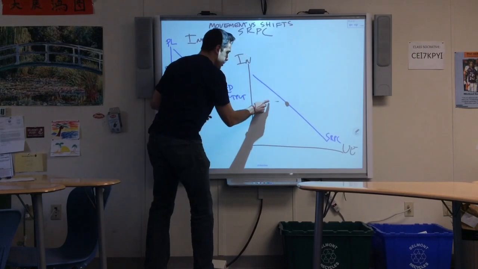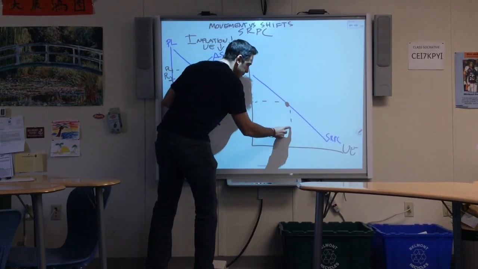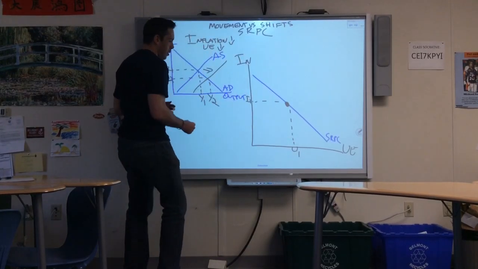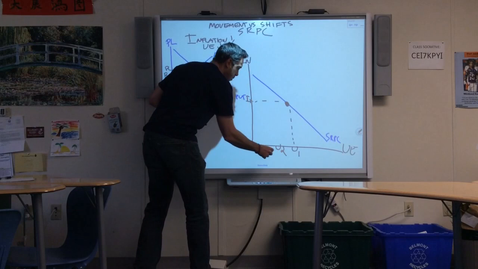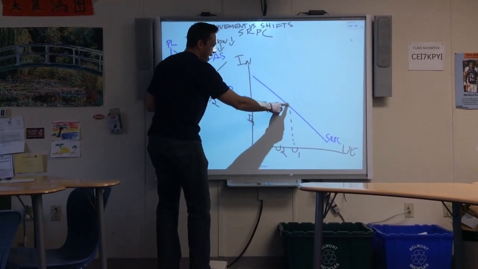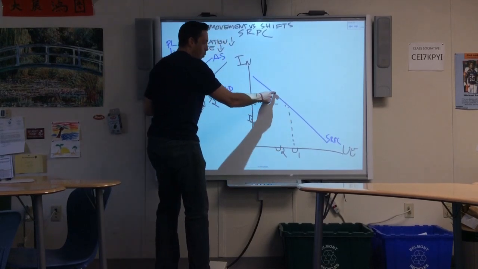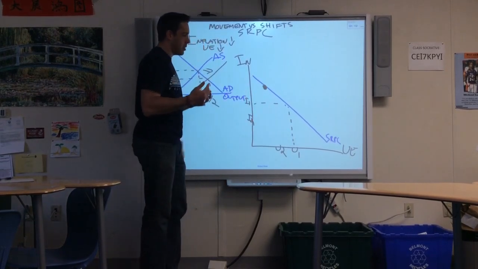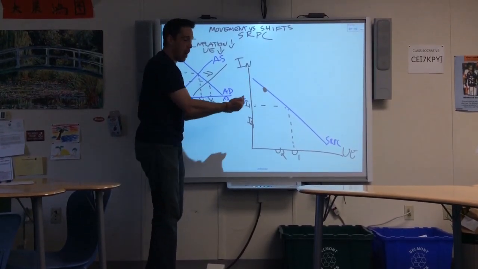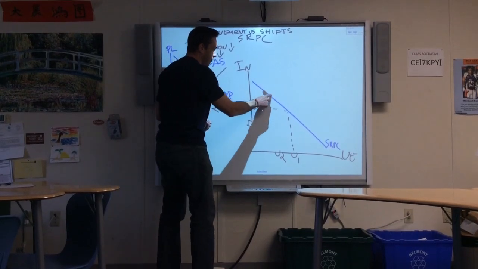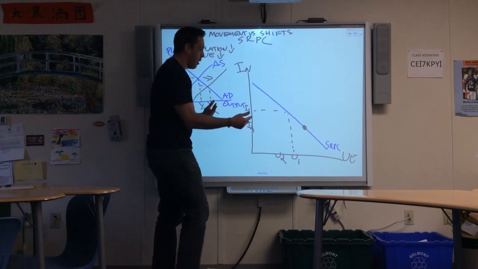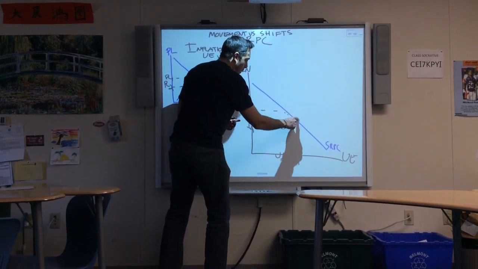If I go back, this is I1 and this is U1, and what I want here is for unemployment to go down and inflation to go down. If I move my dot along the SRPC, I see that I'm increasing inflation and decreasing unemployment. Now I want to decrease unemployment, but also decrease inflation. So I go the other way, and I'm decreasing inflation, that's good, but I'm increasing unemployment. There's no way here I can get both.